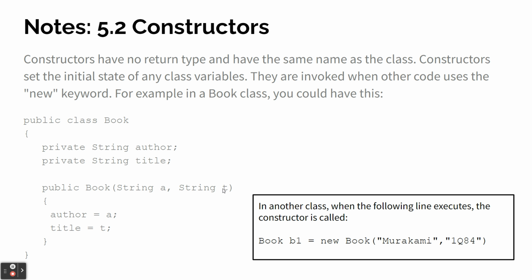And a constructor can take one or more parameters or not, and then it sets up the variables to their default values. So if in another class, this line executed, the constructor would be called, and it sends over the author and the book title, and we'd have an object called B1 that had this information in it.